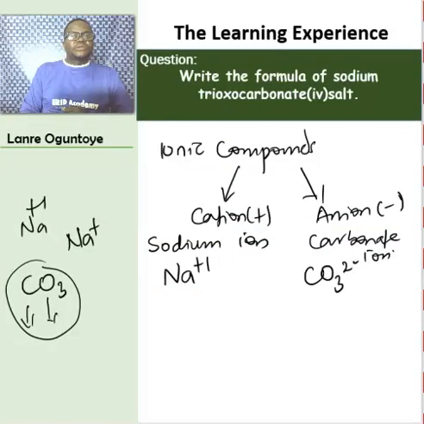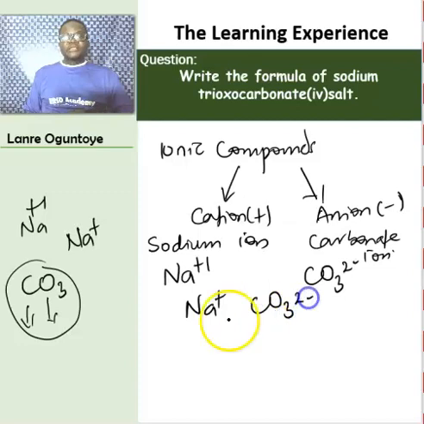So back to the question. Now that we have found out that the formula of sodium ion is Na+, and the formula of carbonate ion is CO3 2-, let's now write the formula of sodium carbonate salt. So if I have this, the next thing to do is you need to switch the charge. Switch the charge. The 1 here goes to the carbonate and 2 comes to what? To the sodium.